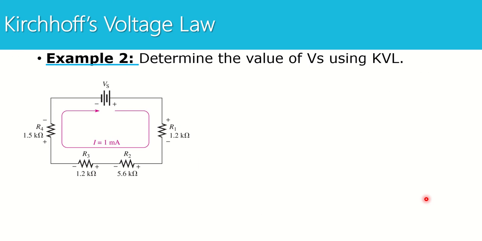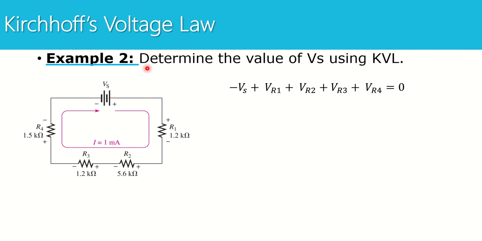All right, with our second example, we're going to determine the value of our source voltage using KVL. If you take a look at what we've been given, we have a resistance, another resistance here, a resistance here, a resistance here. We know the current, but what we don't know is how much voltage was coming from the source. What did we start out with? We're going to use KVL to figure this out.